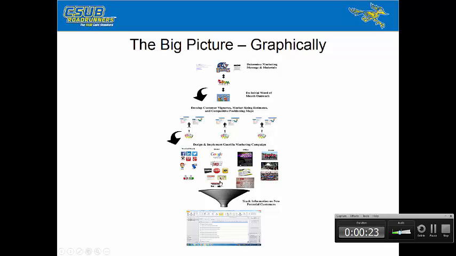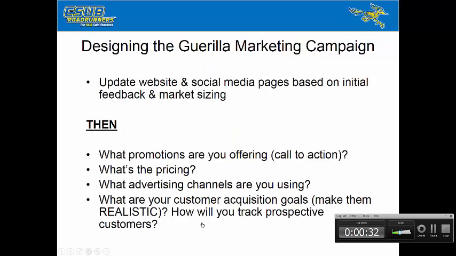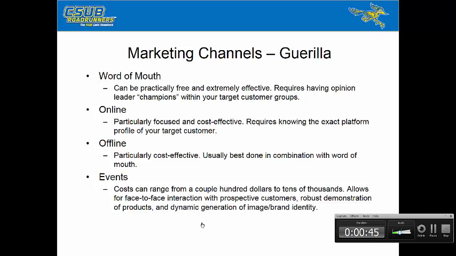Then what we're going to talk about today is sort of cherry picking and designing different channels for your guerrilla marketing campaign and tracking information on customers. We talked a little bit about the things that it's important to identify for the guerrilla marketing campaign before you get started, and then we just finished talking about the four main types of marketing channels that you use for a guerrilla marketing campaign, that being word of mouth, online, offline, and events.